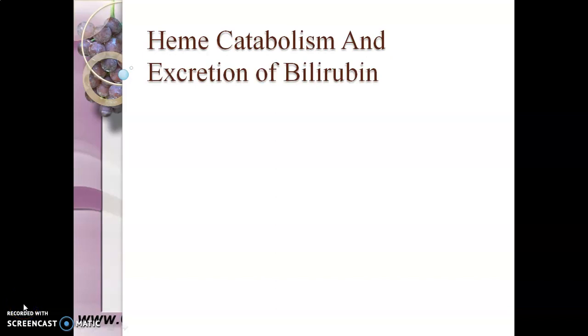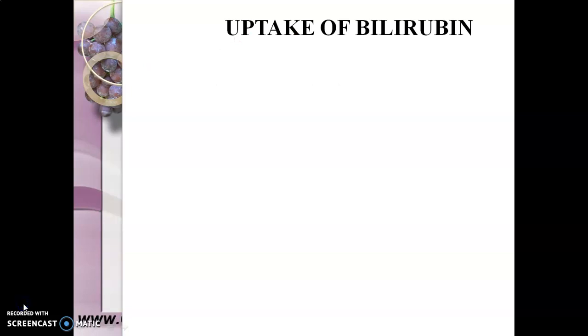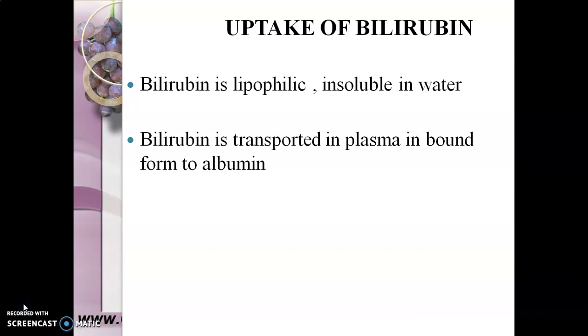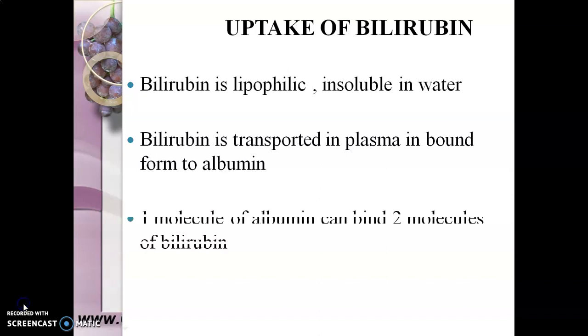In the previous video we looked into heme catabolism and how bilirubin is formed from heme. The present video is about the excretion of the bilirubin that is formed. Remember, bilirubin is lipophilic and insoluble in water, and hence it has to be transported in plasma in bound form with albumin. One molecule of albumin can bind to two molecules of bilirubin.